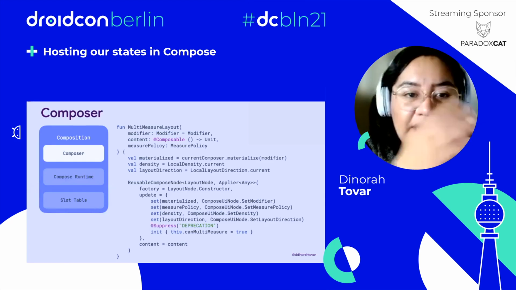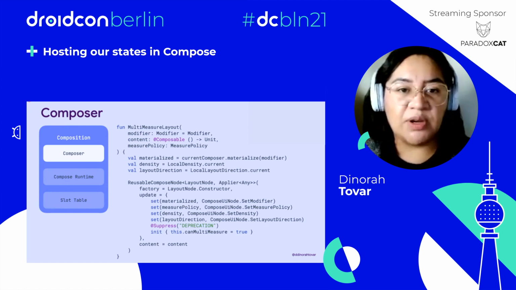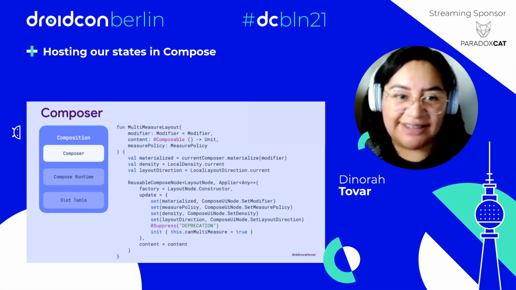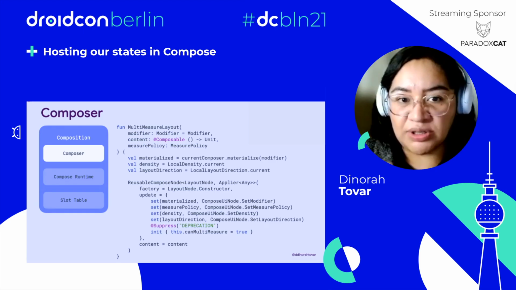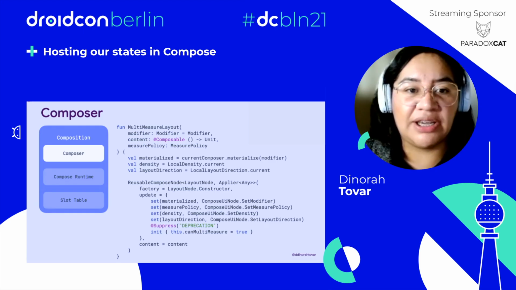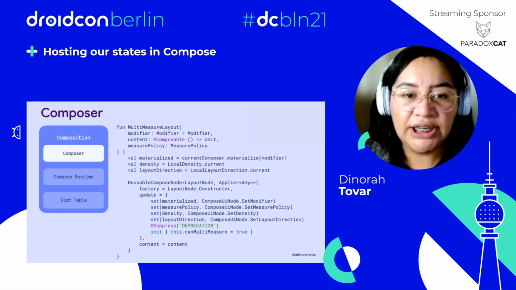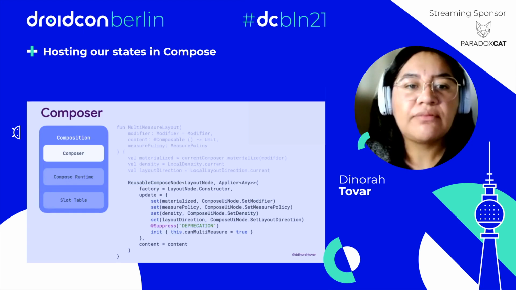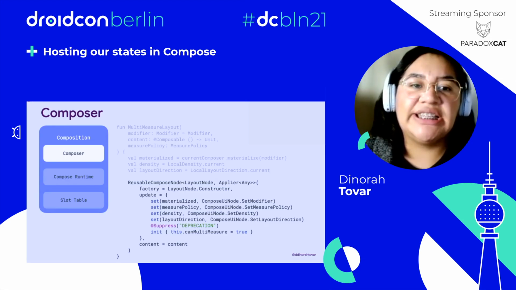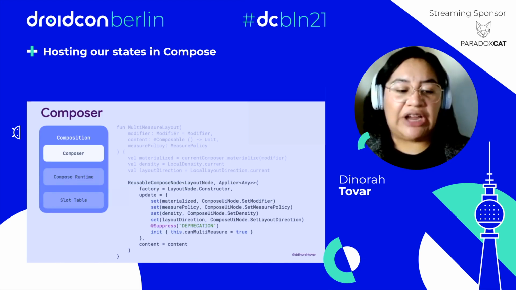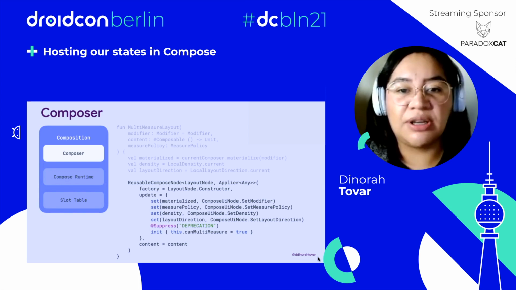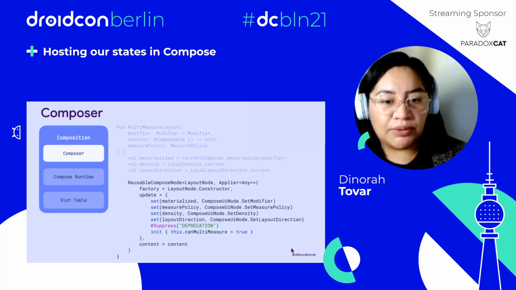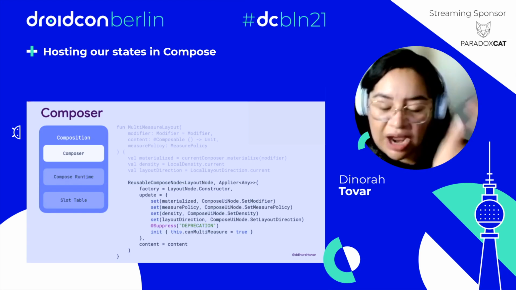It goes to a materializer, a density, and a layout direction. So it gives you the weight, density, and the orientation. And after that, you see a ReusableComposeNode, and this is when everything gets quite fun, because what ReusableComposeNode does is teach the UI how to create a node. That means ReusableComposeNode remembers. So everything in Compose is remembered around the interaction.